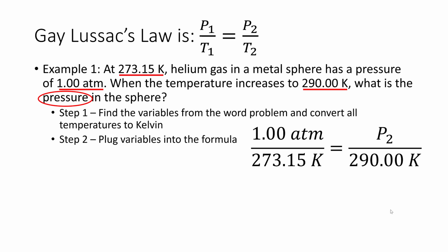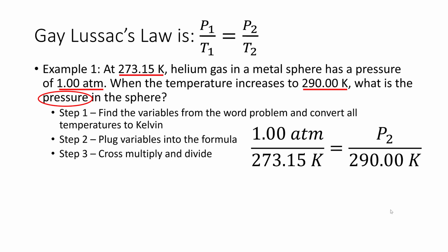1.00 atmospheres over 273.15 Kelvin equals P2, right? Remember that pressure 2 is what we're solving for, divided by 290.00 Kelvin. We've got all of this together. And if you think back to math class, the way to get rid of this proportion is to cross multiply and divide. So we are going to take those diagonals. That's what cross multiply means.